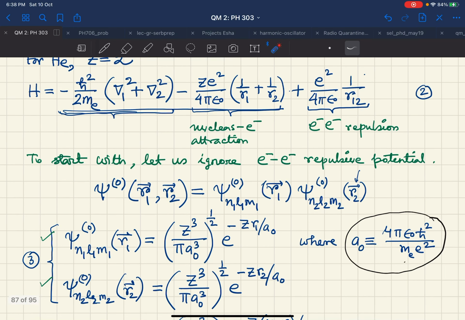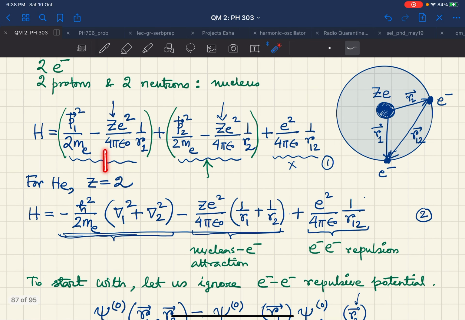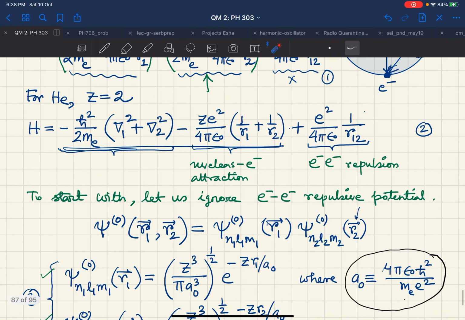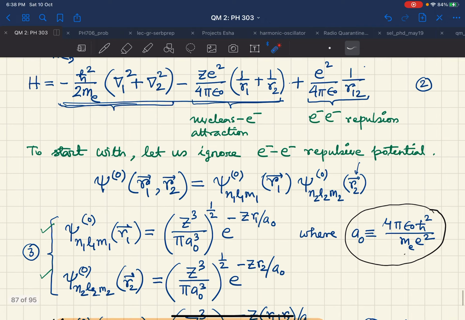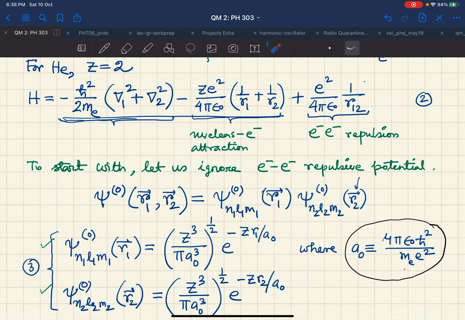There we wrote down the trial wave function, and since there is no interaction between the two electrons, these two terms are basically the Hamiltonians for individual hydrogen atoms or hydrogenic atoms, because there is this Z. So we can write them in a product form for these two different parts in the Hamiltonian, and each part has a wave function which looks like this.